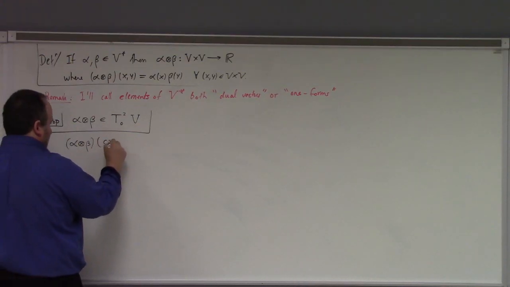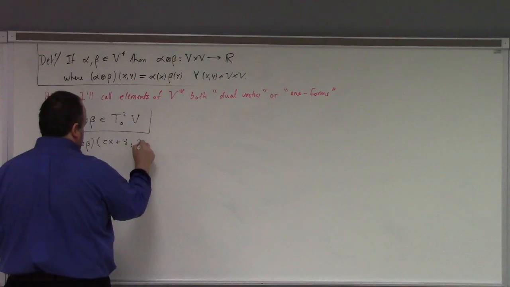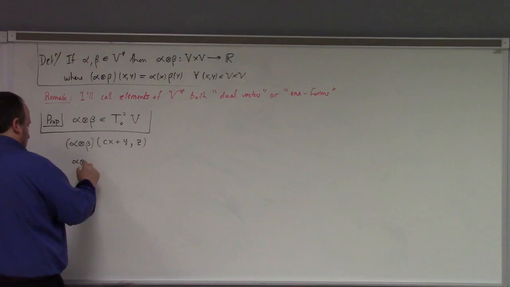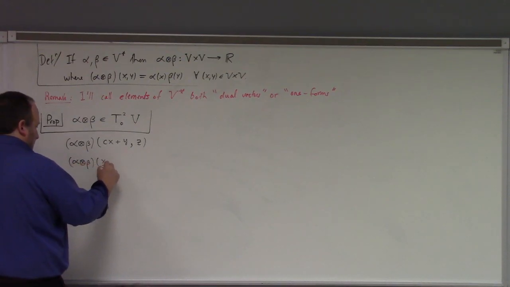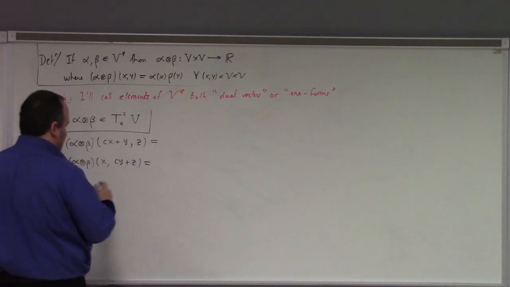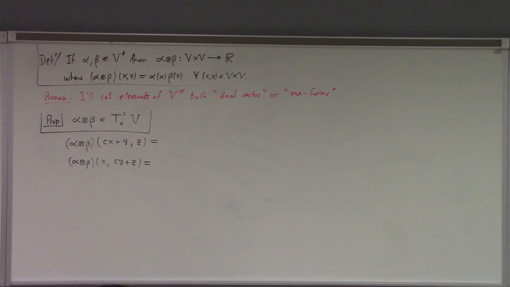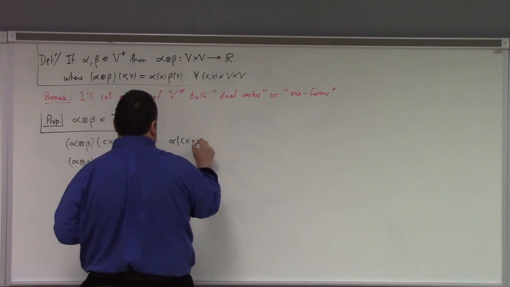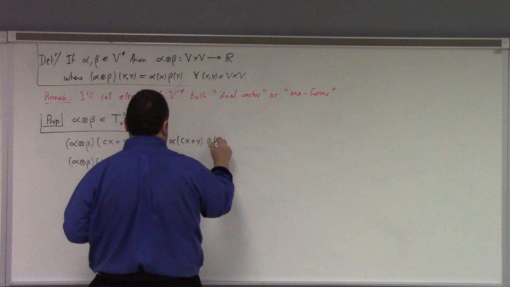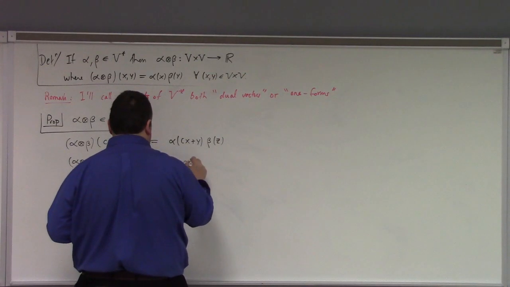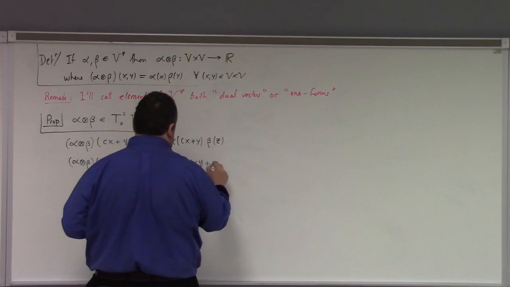We have to check cx plus y comma z, right? And we also have to check x comma cy plus z perhaps. I mean, you use whatever letters you want. That's just the letters I chose. I need to check linearity in both slots, right? Okay. So by definition this is alpha of cx plus y times beta of z. And the second one, I've got alpha of x times beta of cy plus z.